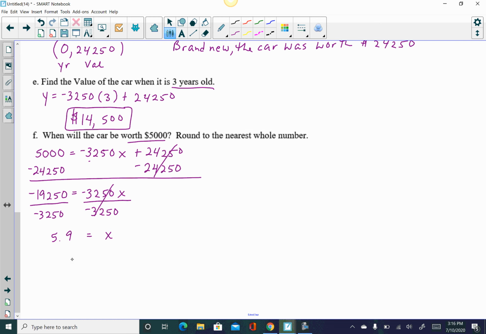So we'll just go ahead and round that up. It does tell us here to round up to the nearest whole number. So approximately 6 years. It's going to take 6 years to get down to $5,000.